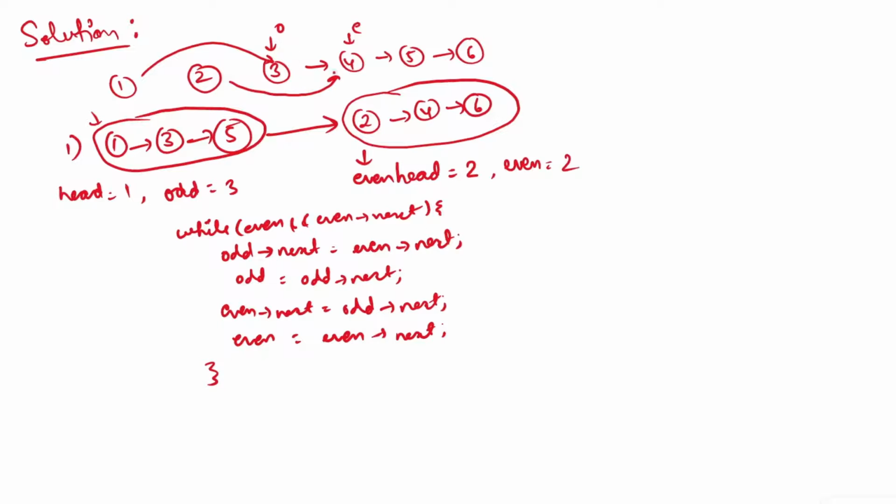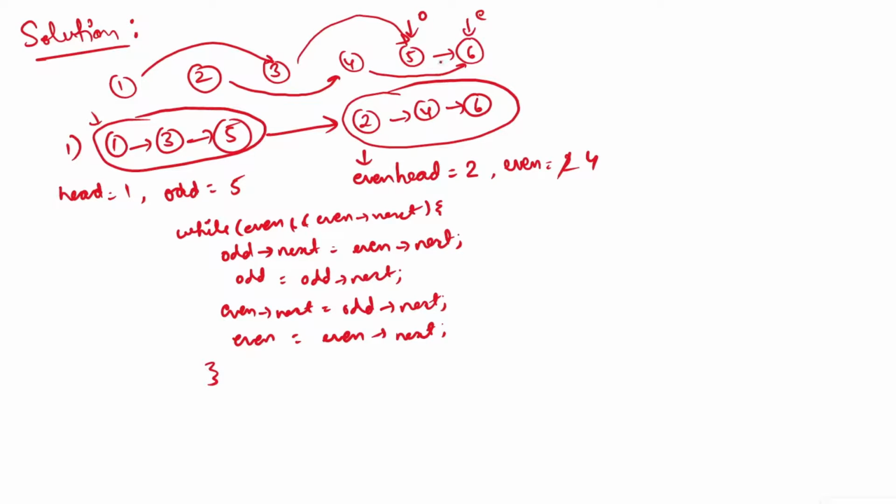Now let's run again. Now even is pointing to even next, which is 4. Now let's do it again. So odd next will point to even next. So this link will be broken, and it will point to even next, that means it will point to this. Now my odd will point to odd next, that means odd will come here. So now my odd is at 5. So even next will point to odd next, and now even will come to even next, so even will be here.